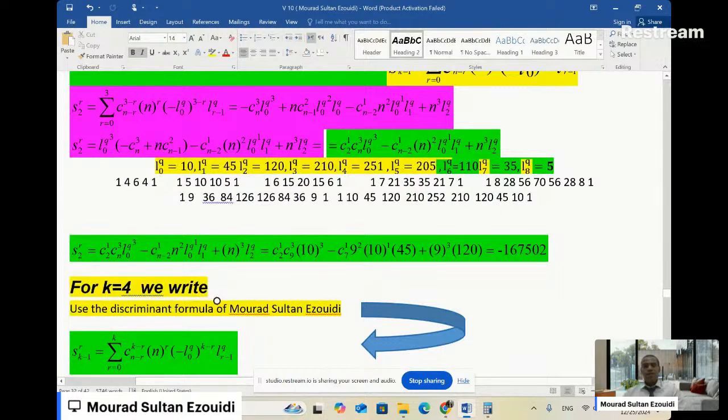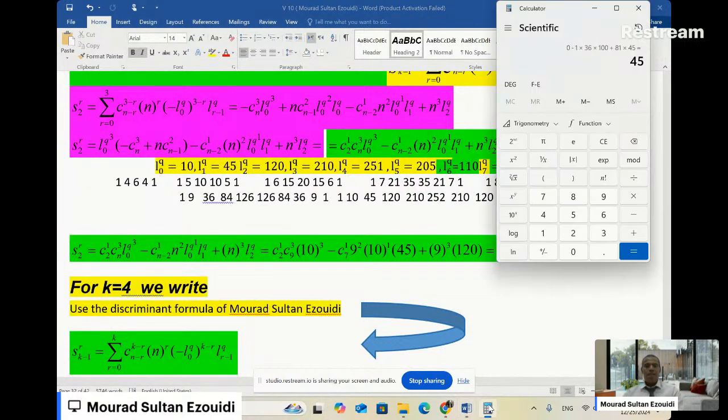Now, my kids, I will just use my calculator and calculate this. We have 2 times 9 choose 3. 9 choose 3 is 84. 2 times 84. Times 10 raised to the power 3. Times 10 cubed. Minus 7 multiplied by 9 squared, multiplied by 10, multiplied by 45.